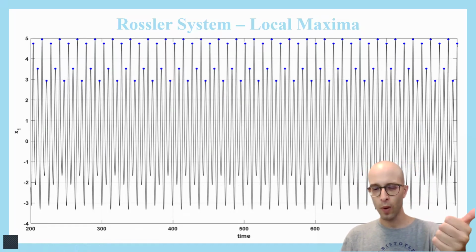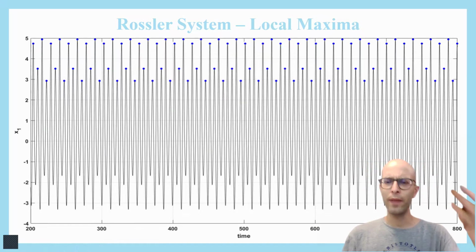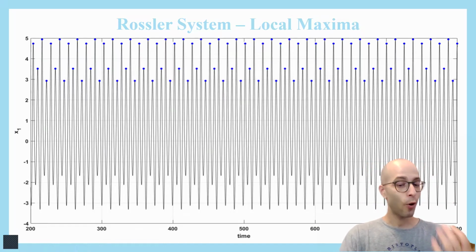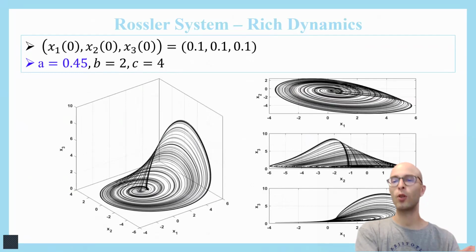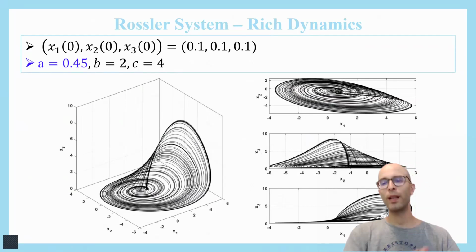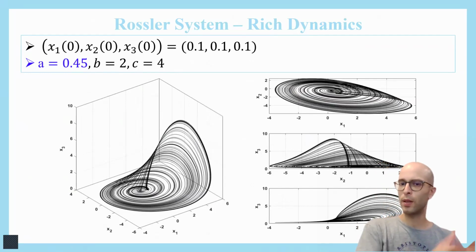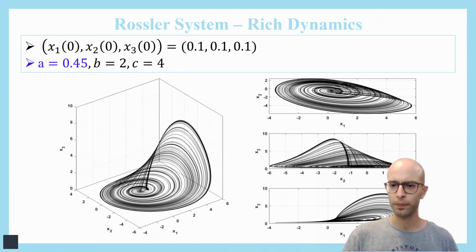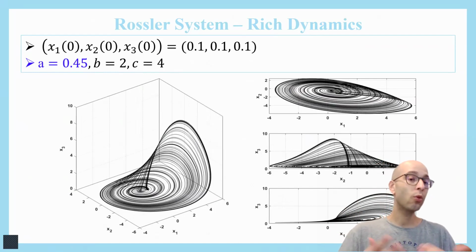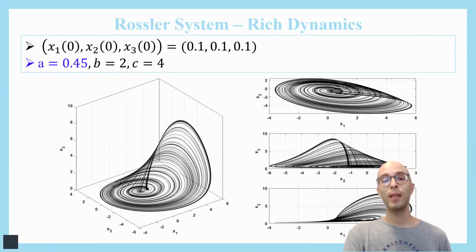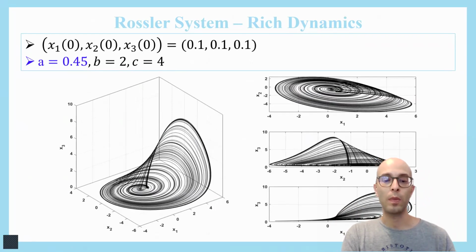I showed you 1, 2, 4, you can have 8, you can have 16, but also you can have chaos. Okay, so for alpha equals 0.45, this is the chaotic attractor that we have already seen in the previous graph. Okay, so the system here is chaotic, and how can I quantify that? Using the same technique, local maxima.